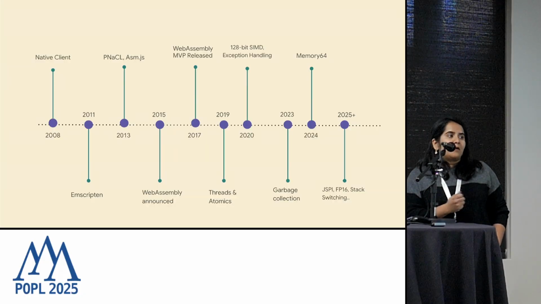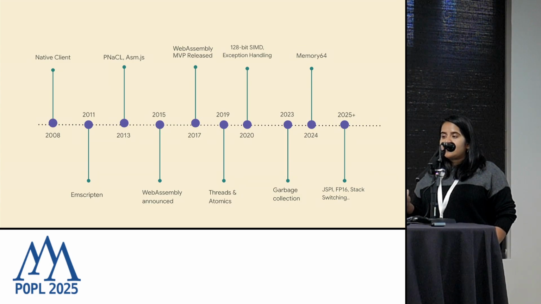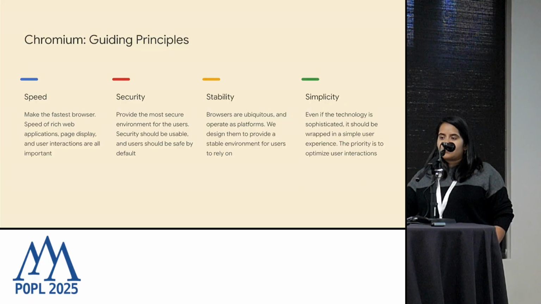And now we're a long way away from 2017, and a lot of things have happened since then. We've extended WASM with threads and atomics, fixed-width SIMD, exception handling, garbage collection, Memory64, and hopefully JSPI coming soon. This 2025-plus portion is what I'm hoping to talk about today.